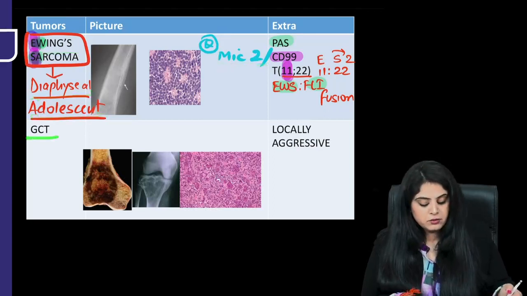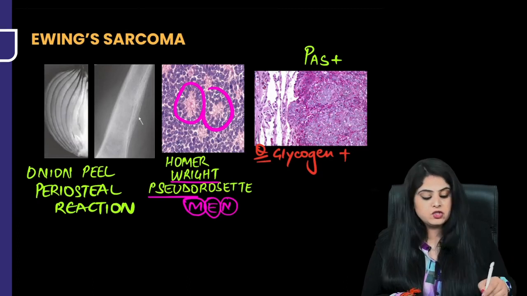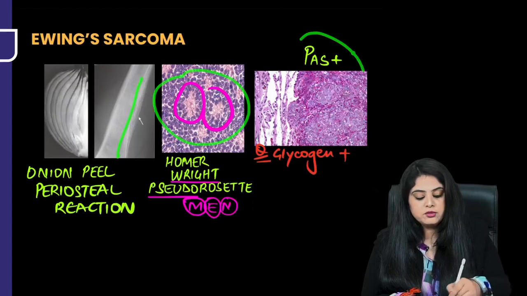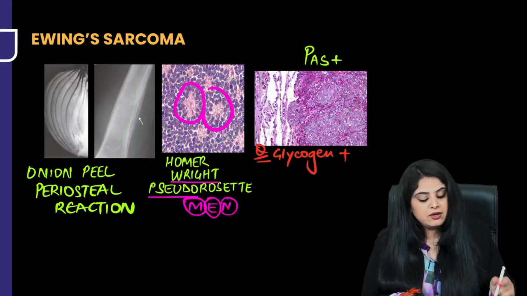Coming to the last but the most important tumor. So I hope everyone's okay with this picture. There is an onion peel appearance. There is Homer Wright pseudorosette, PAS positive. That is Ewing's. Now let's come to the last tumor.